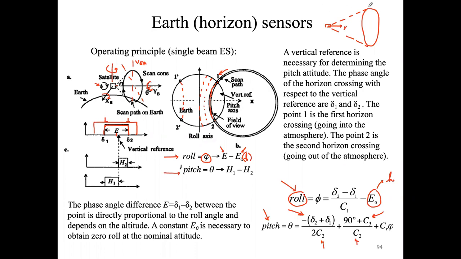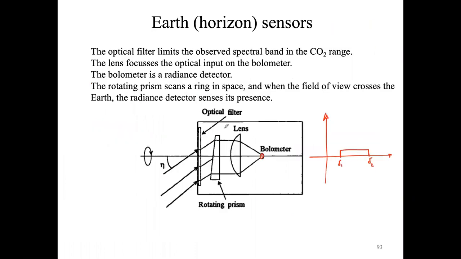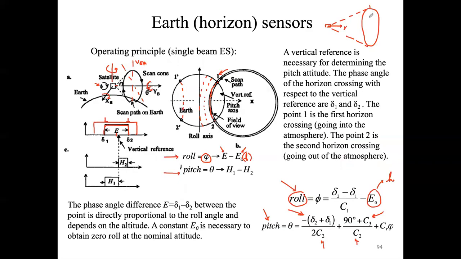If you have a vertical reference internally in your sensors, you have to imagine that in the bolometer there is a sort of vertical reference. This gives you a sort of symmetry in the signal that you have received from the Earth. For example, if theta is equal to 0, this vertical reference will be exactly in the middle of this received signal here.